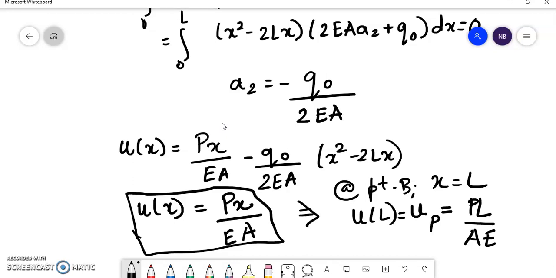Now what I want you to do is solve the same problem using q0 as 0 in the very beginning. Here we solved the entire problem and in the final step put q0 equals 0. So I want you all to try out what happens if q0 is put as 0 in the very beginning.